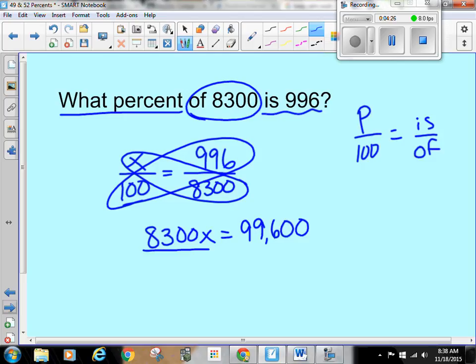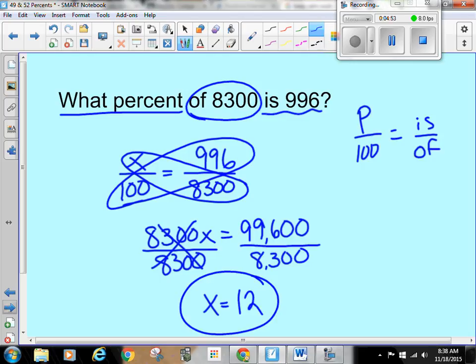Okay, we're going to get our variable by itself. So divide by 8,300. If you do it to one side, you need to do it to the other side. So it cancels there. And we get our x equal, doing that out on your calculator, 99,600 divided by 8,300, and we end up with 12. So 12%. So we can put our percent sign there. 12% of 8,300 is 996.